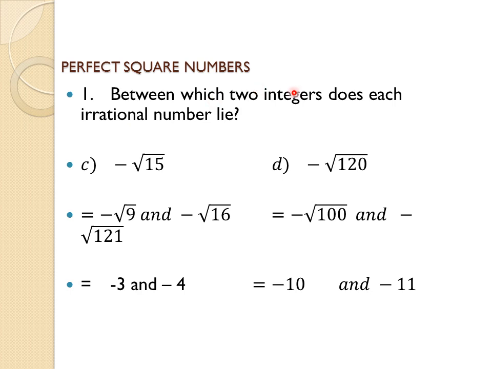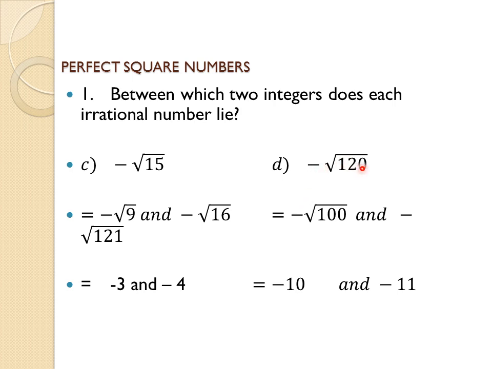Between which two integers does each of the irrational numbers lie? Now I've given you negative square root 15. So 15 falls between 9 and 16 in the perfect square list. I wrote it out for you, so keep it as we go through the problems. Therefore, negative square root 9, because they gave me a negative, and negative square root 16. That would give me negative 3 and negative 4. Somehow it's moved my things, but you must forgive me, I'm just a teacher.